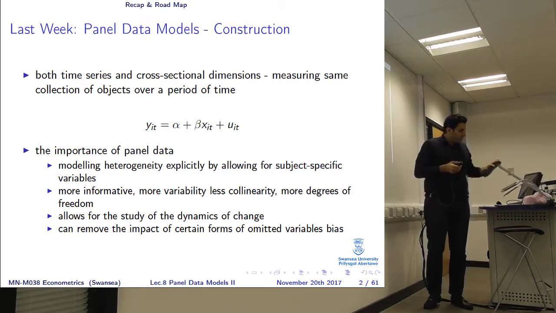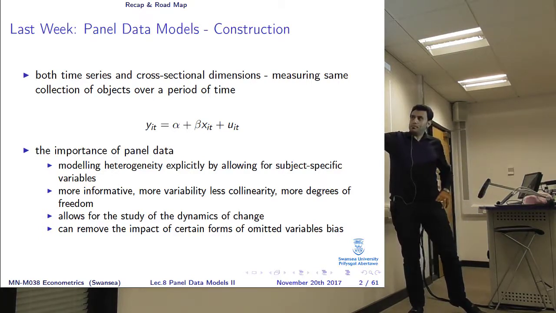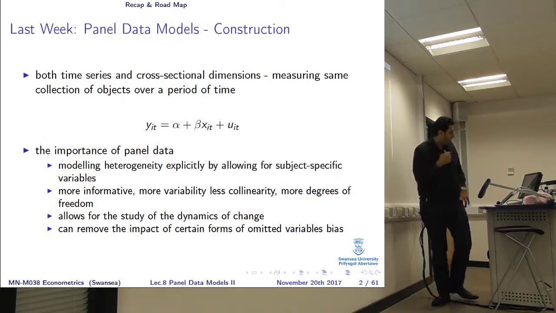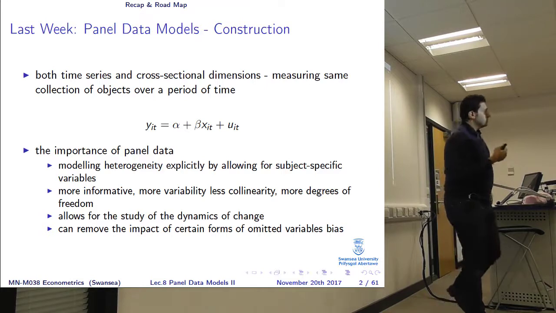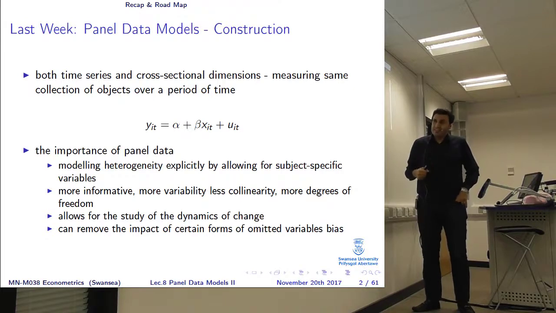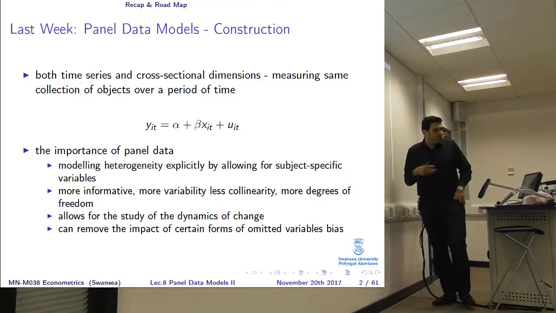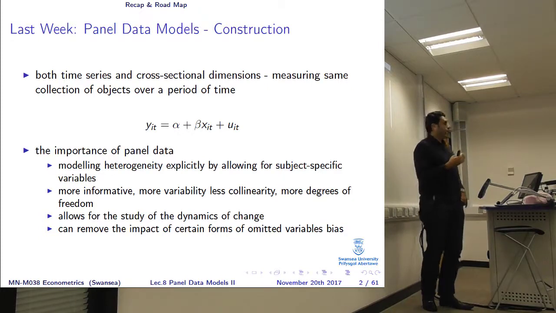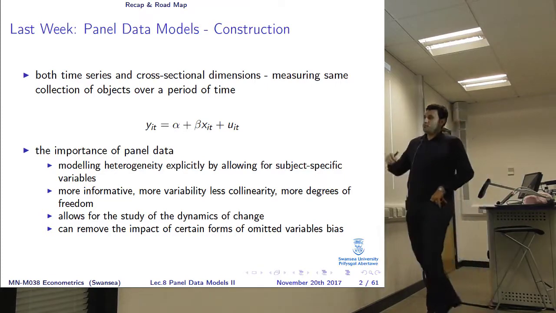So we measure the same collection of objects over a period of time. That's why we have the subscripts i and t: i for individuals or units, t for time. We explained why it is important to use panel data when we are able to model heterogeneity explicitly by allowing for subject-specific variables. It's more informative, because we collect information about subjects over time.